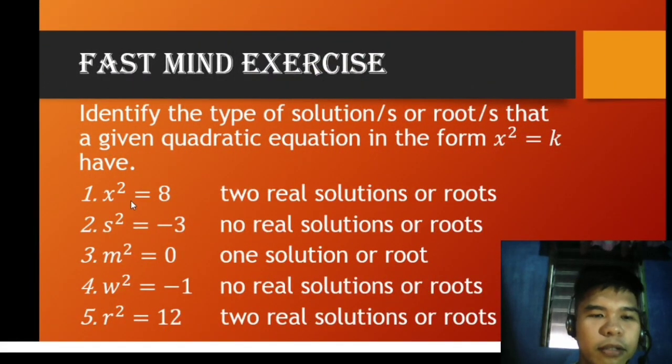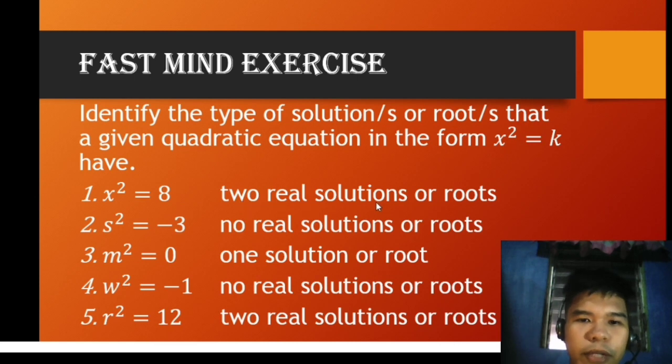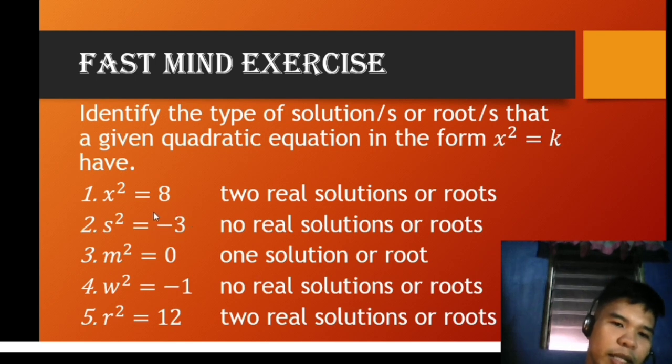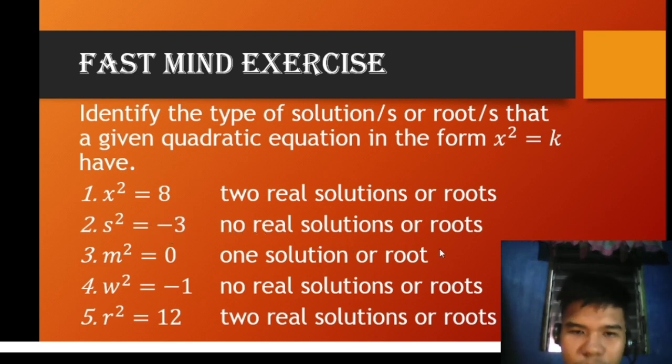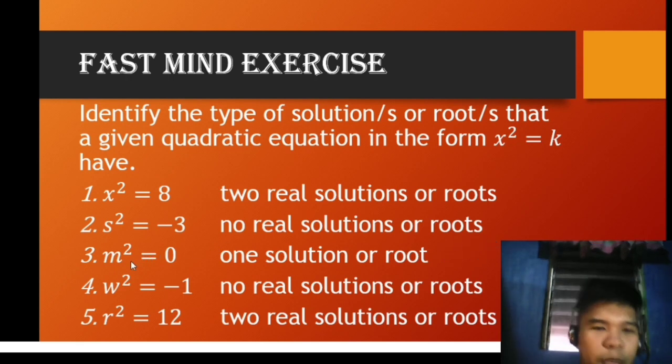As you can see, the first given, we have x squared equal to 8. 8 is greater than 0, so therefore we have two real solutions or roots. You can write any of these. Number 2, s squared equal to negative 3. Since negative 3 is less than 0, it has no real solutions or roots. Number 3, we have m squared equal to 0.